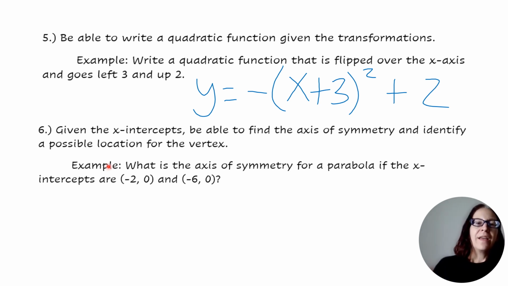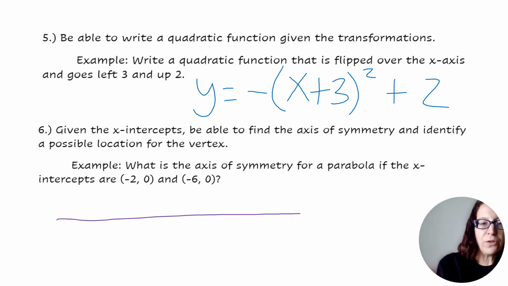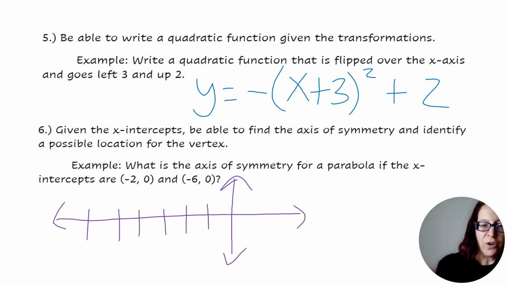Question 6. Given the x-intercepts, be able to find the axis of symmetry and identify a possible location for the vertex. So there's going to be dual questions on this. You're going to find the axis of symmetry, and then you're going to have to identify a possible vertex. The best way to do this is probably to sketch it out. There are some formulaic ways that you can do that, but for most of you, this is how you want to do it. On your test, you're going to do a quick coordinate plane.